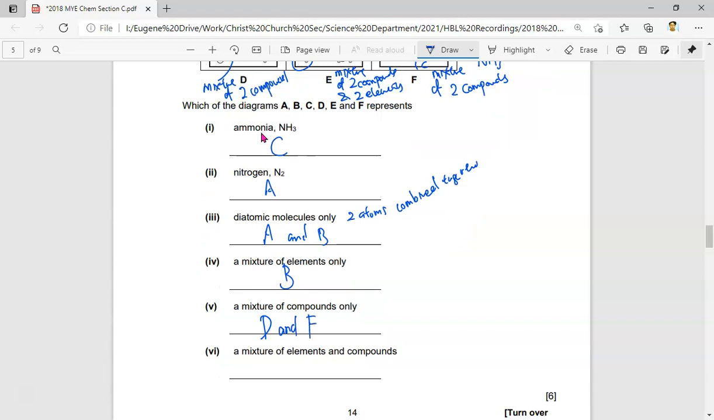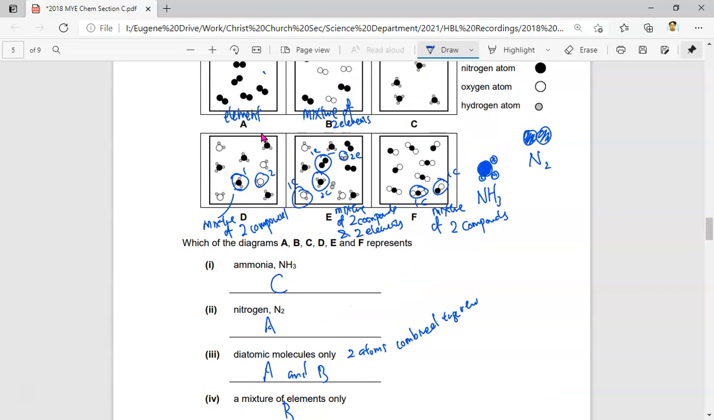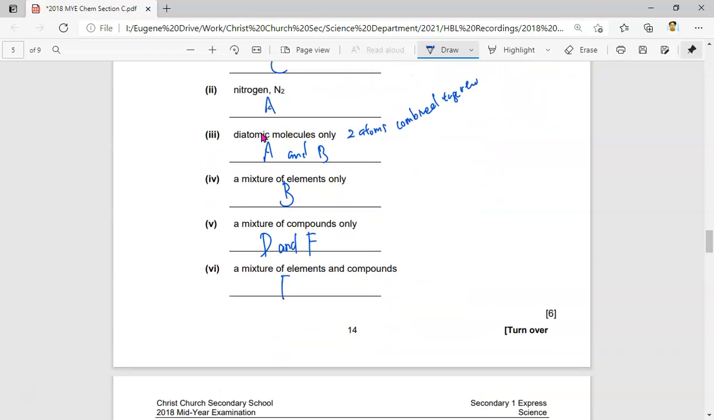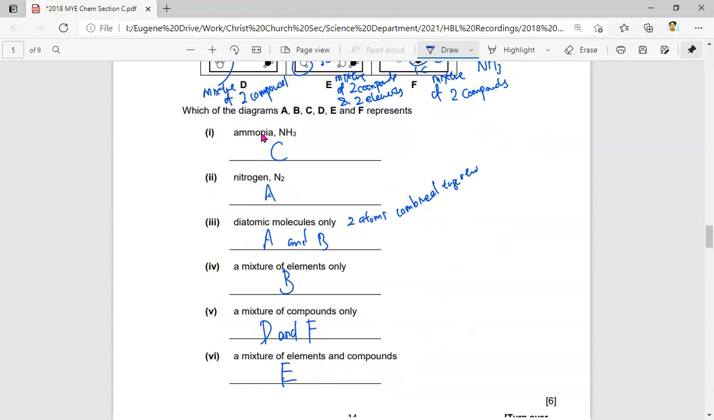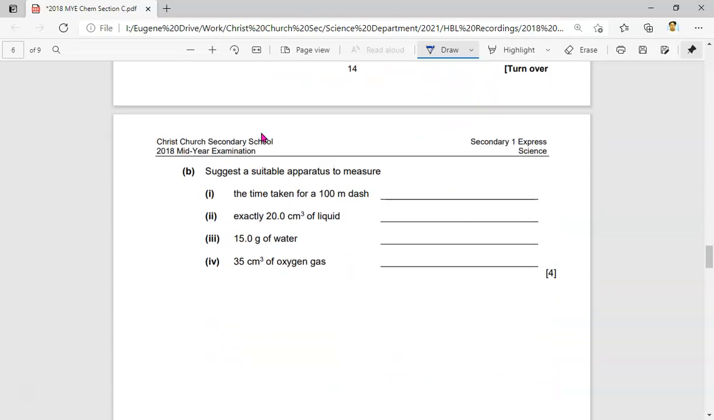Which one is a mixture of elements and compounds? So out, out, out. Answer left is E. Okay, so have you gotten all correct? Hopefully you have. So this is about 6 marks over here.